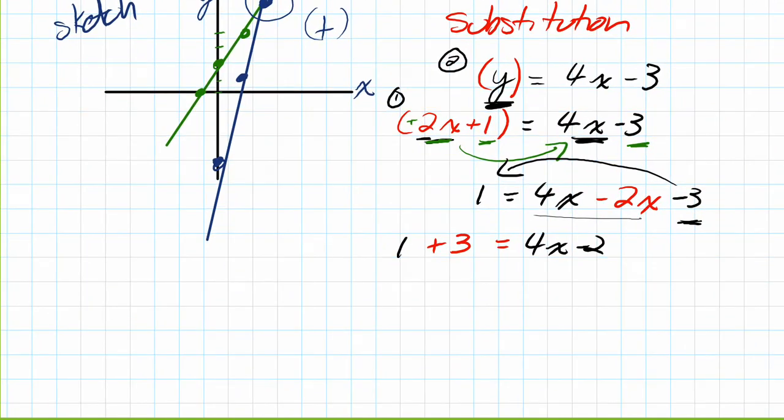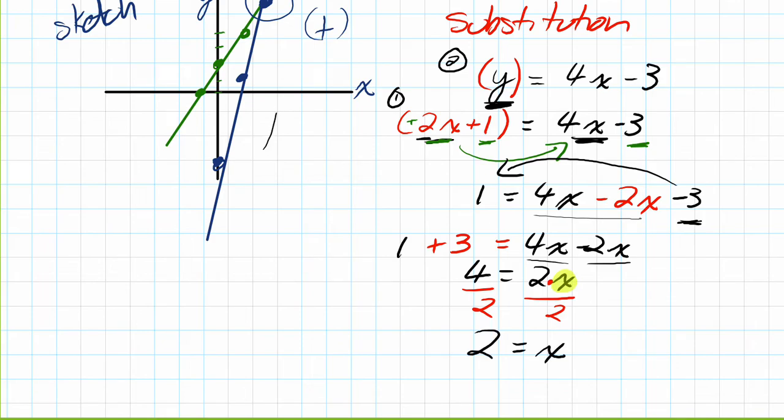We're starting to get down to one variable. We collect our like terms: 4x minus 2x gives us 2x, and 1 plus 3 is 4. The final step is to get x by itself. Because this is multiplication, we need to divide both sides by 2, and we get x is equal to 2. Amazing, and that doesn't look bad.